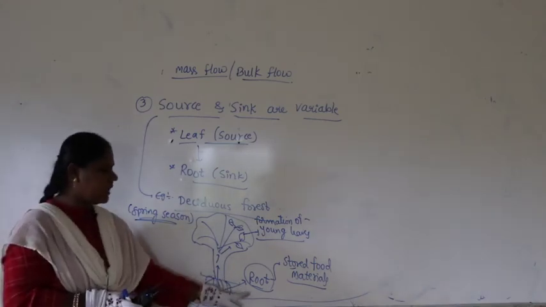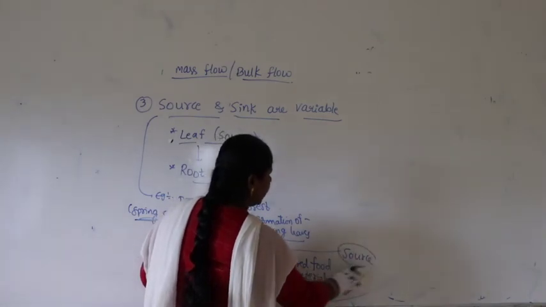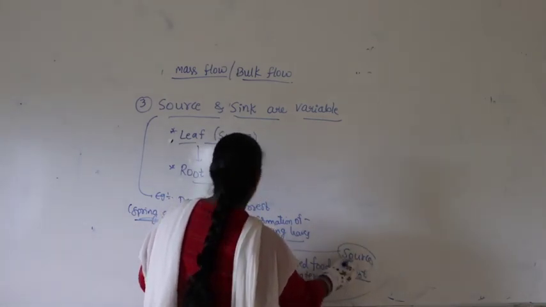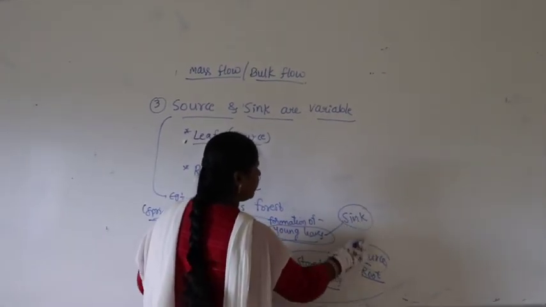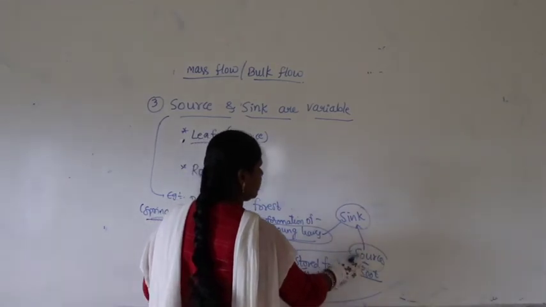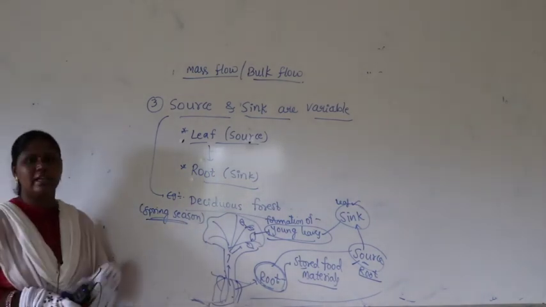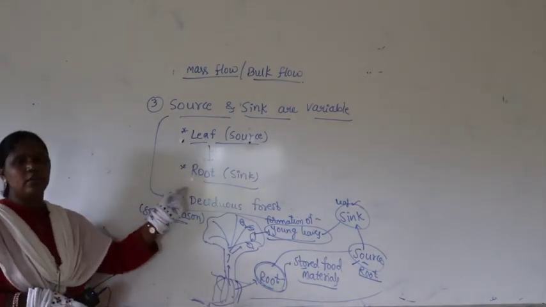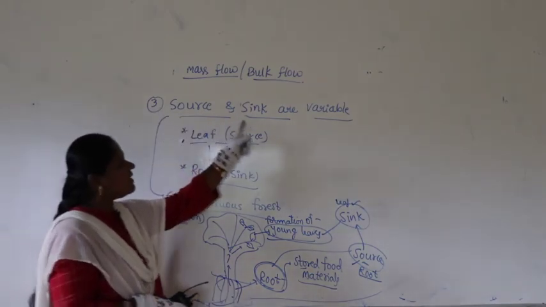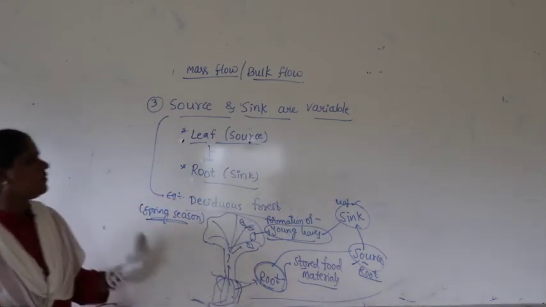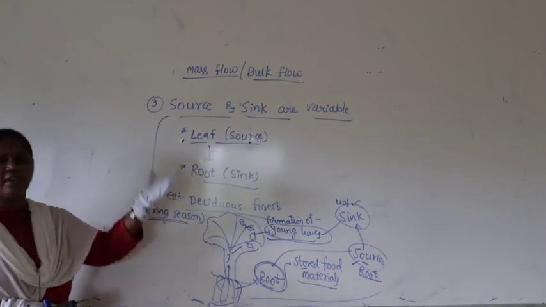At that time, root acts as a source here. Who is acting as a source here? Root is acting as a source. The young leaves are acting as sink. So movement happens from root to leaf, with root acting as a source and the leaf acting as a sink. So we cannot conclude that leaf is always a source and root is always a sink. No. That is why we say the conclusion is source and sink are variable. Leaf is not always a source, root is not always a sink, both are variable.